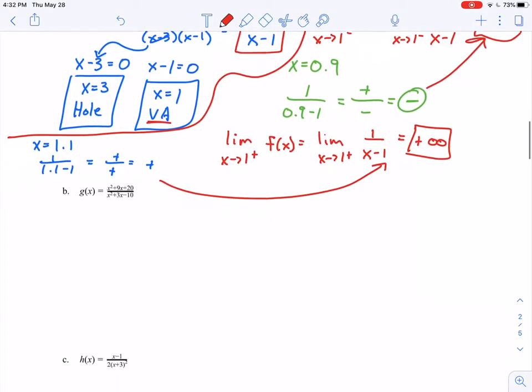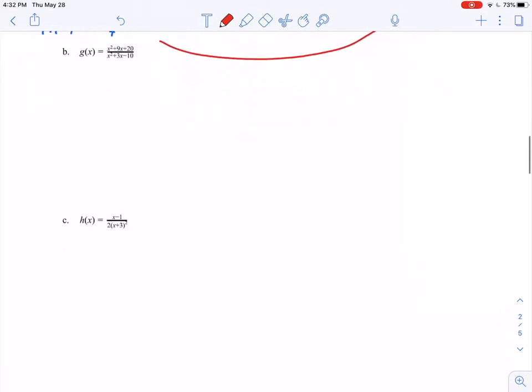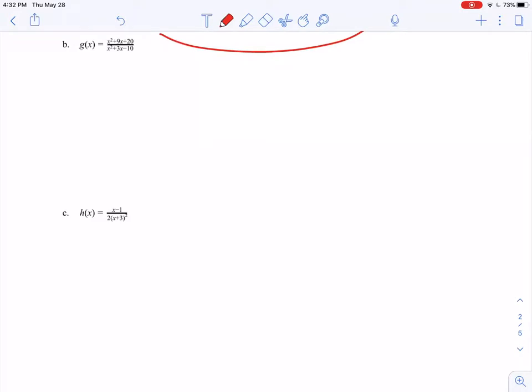So let's look at the next example here. g of x, I have x squared plus 9x plus 20 over x squared plus 3x minus 10.